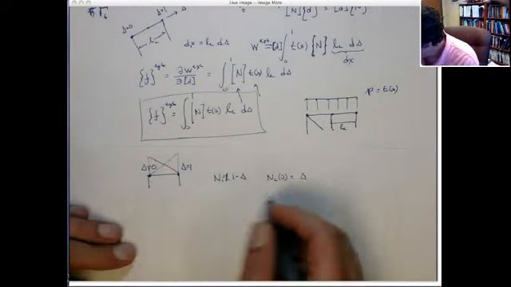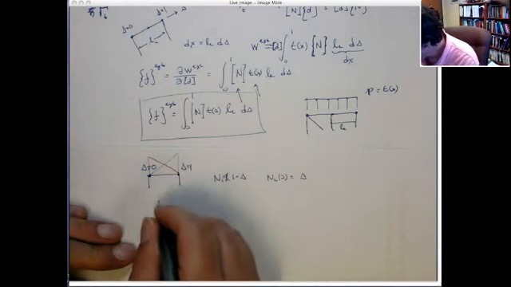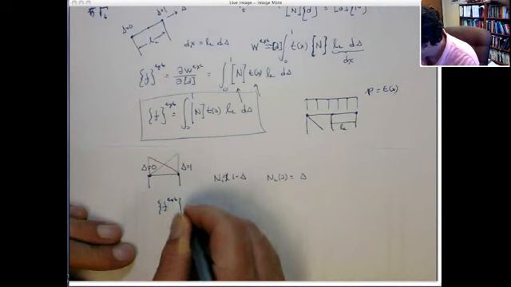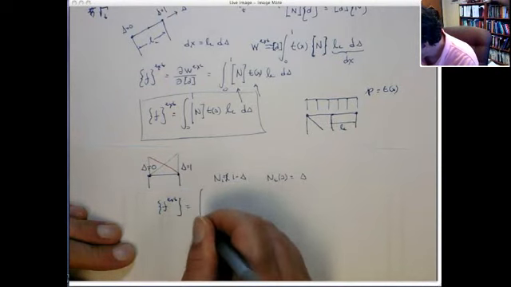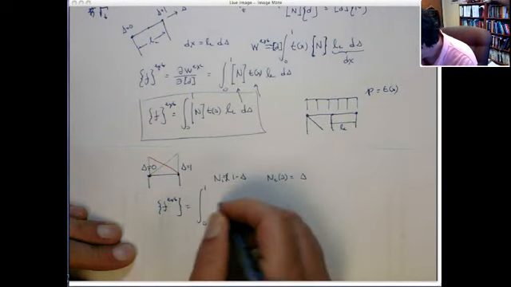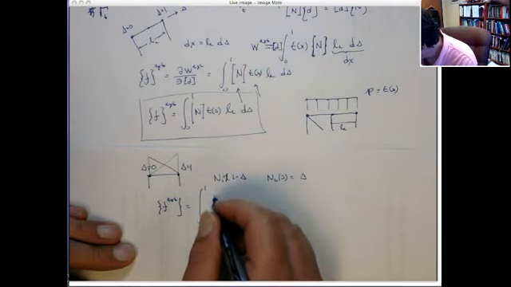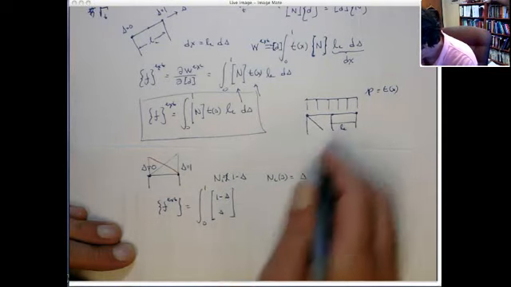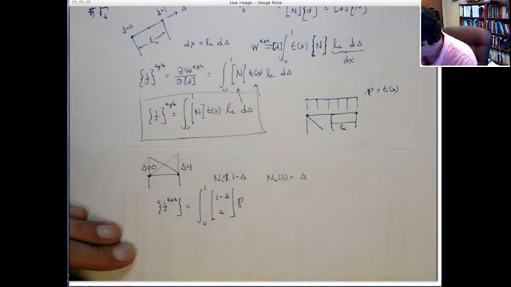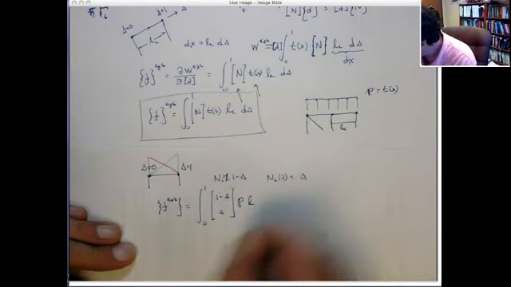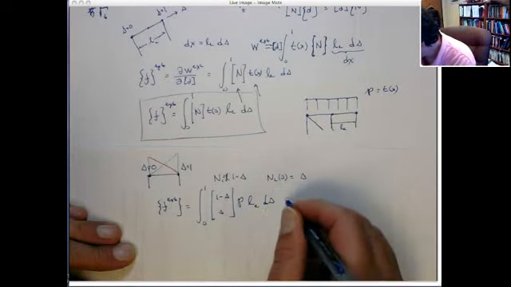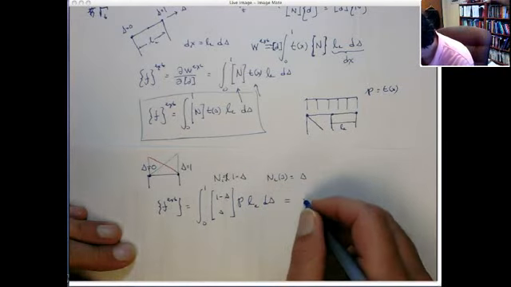Okay, so writing this, we now get, so we're going to integrate from 0 to 1. The shape functions are just 1 minus S. The traction is a constant. It's got a value of P. It's got an edge length of LE. And then we're going to just integrate with dS. These guys are constant. They come out.